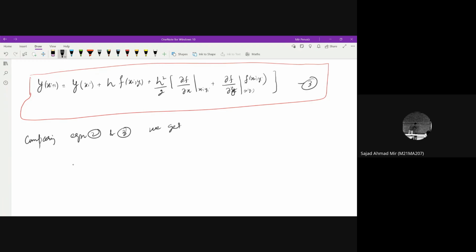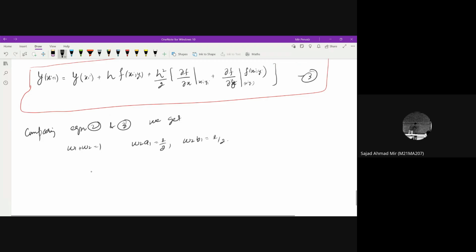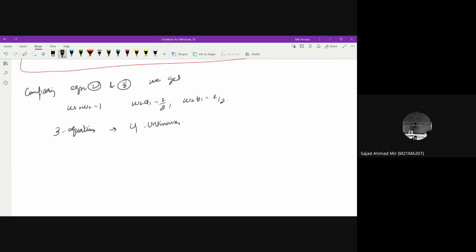We will get a system of equations with the conditions w1 plus w2 equals 1, w2a1 equals 1 by 2, and w2b1 equals 1 by 2. Actually you are having three equations now with four unknowns. So how can you solve this system of equations? We have three equations and four unknowns.